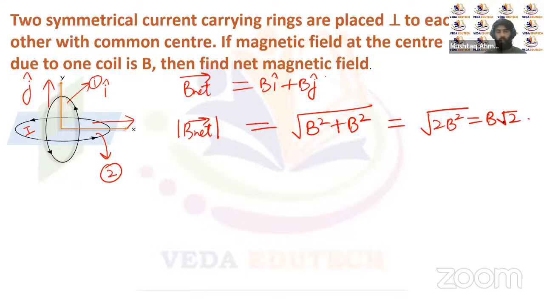So net magnetic field here is B root 2, or we can say that the net direction of this magnetic field will be actually along this direction. So this will be the direction of the net magnetic field at the center, right?